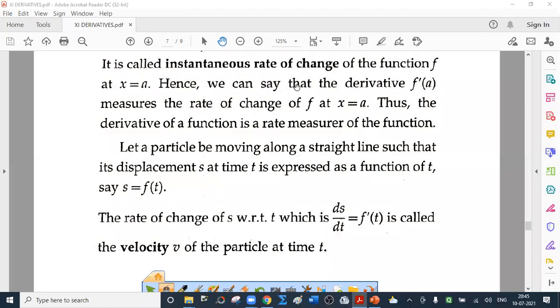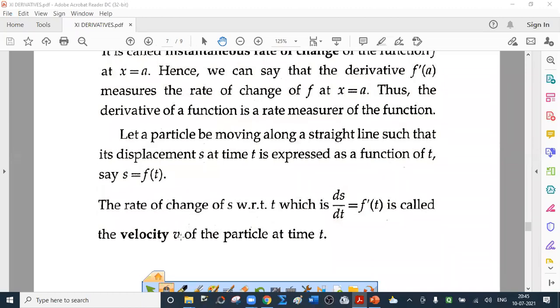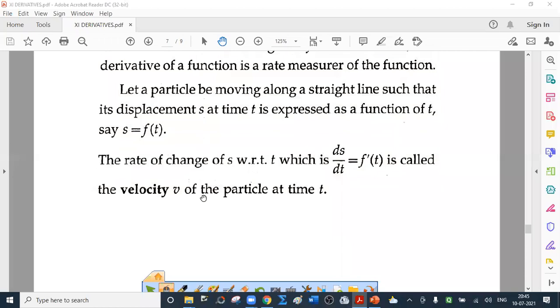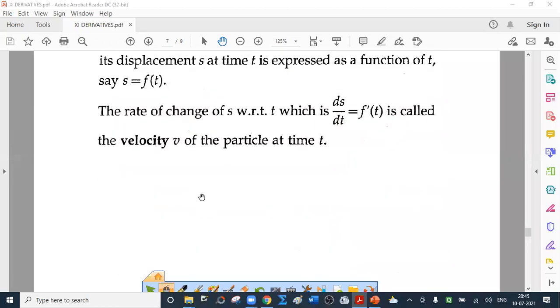Now, how can this statement be used? Let a particle be moving along a straight line such that its displacement s at time t is expressed as s equal to f(t). The rate of change of s with respect to t is ds/dt, that is f'(t), and is called the velocity v of the particle at time t. Now, what is the rate of change of velocity with respect to t? It is acceleration. So, can I say that dv/dt? I think it is given. No. Okay.